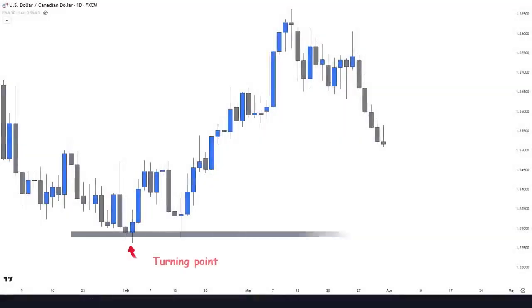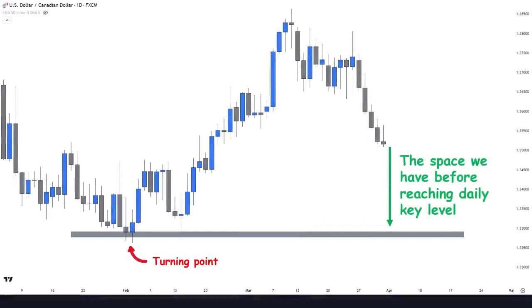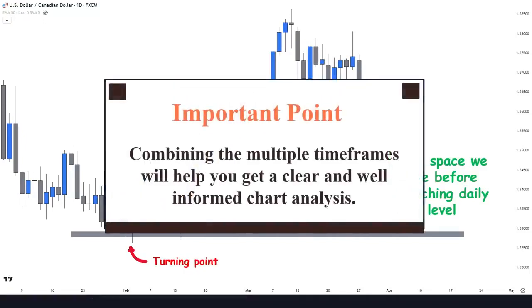Before placing any trade, we should check how much room we have before reaching the higher time frame key level, because a small reaction to these levels can be a major trend change in the lower time frames. So we only enter the market if we have enough space before reaching the next level in front of the price. This concept will help us avoid losing trades and catch great risk-to-reward ratios. So basically, combining multiple time frames will help you get a clear and well-informed chart analysis.